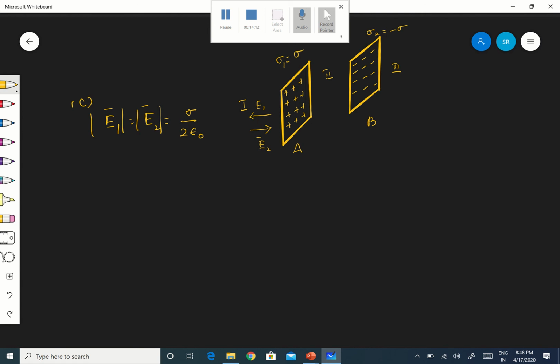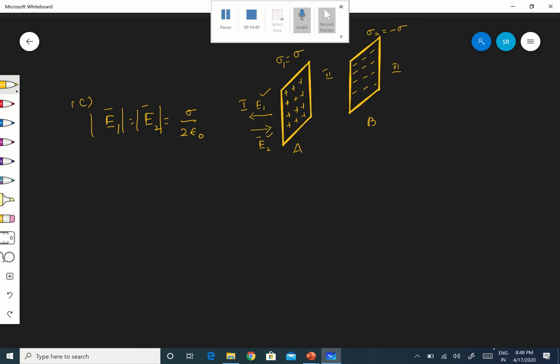Are you following? Why? Because both have the same surface charge density. Therefore, in this region, E1 and E2 are both the same, right? If you add them, they are in opposite directions. Here, if you keep a unit positive charge, it will be repelled. Therefore, E1 will be from right to left, but E2 will be from left to right. We know that E2 is in the positive direction and E1 is in the negative direction, right? But magnitude-wise both are the same.